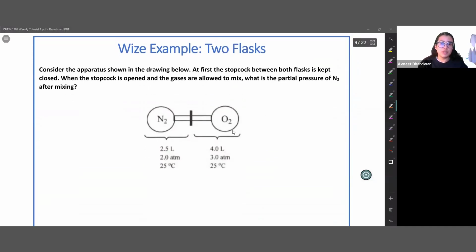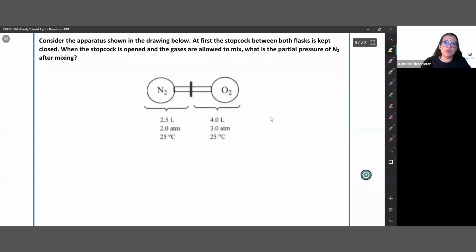Okay, something like this question is actually commonly seen on the midterm. So I wanted to do one question now and also one question in the midterm prep session so we can really understand this, since it's pretty much seen every year on the midterm. It says, consider the apparatus shown in the drawing below. At first, the stopcock, which is this thing right here, is kept closed, keeping the gases separated between both flasks. When the stopcock is open and the gases are allowed to mix, what is the partial pressure of nitrogen after mixing?